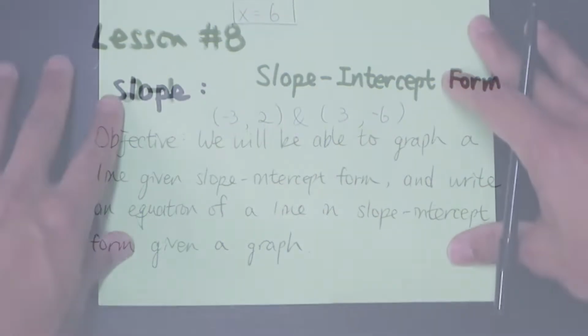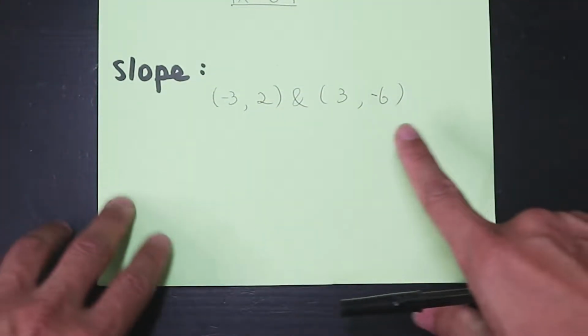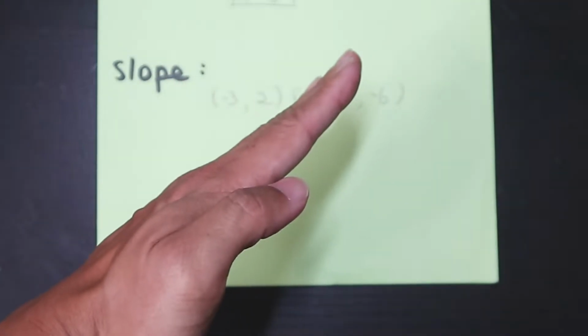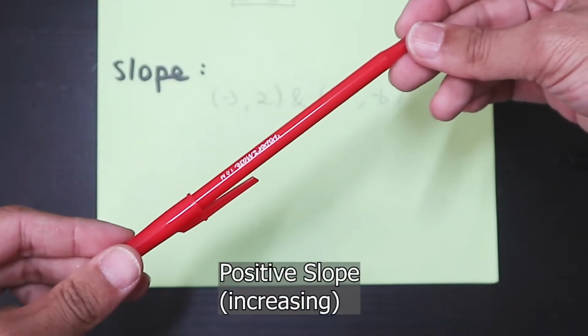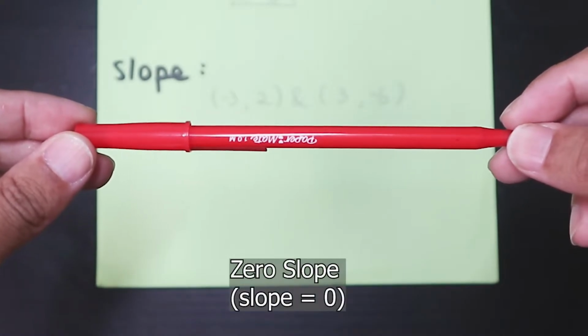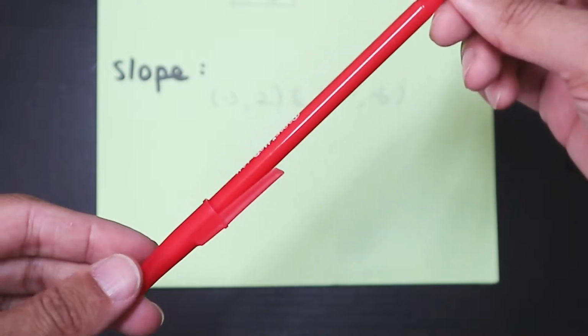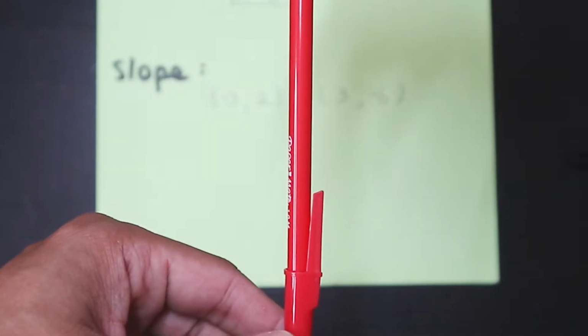The next thing that you need to review is the slope formula. Back in middle school, you learned the concept of slope, which is the steepness of a line. If I put a pen like this, it's a positive slope. Well, this is a negative slope. This is zero slope when it's flat, and when it's vertical, it's undefined. So again: positive, negative, zero, and undefined slope.